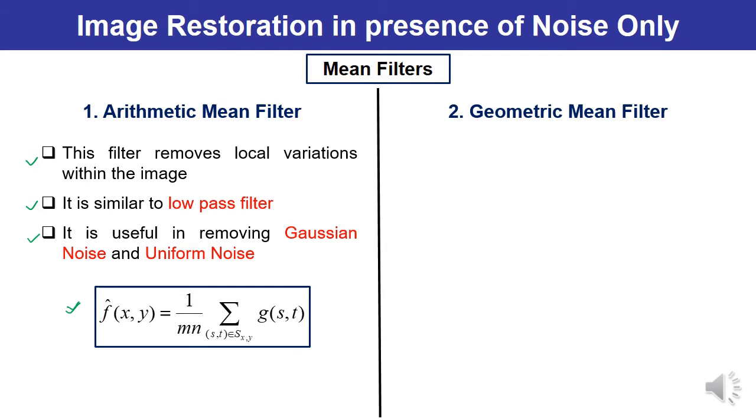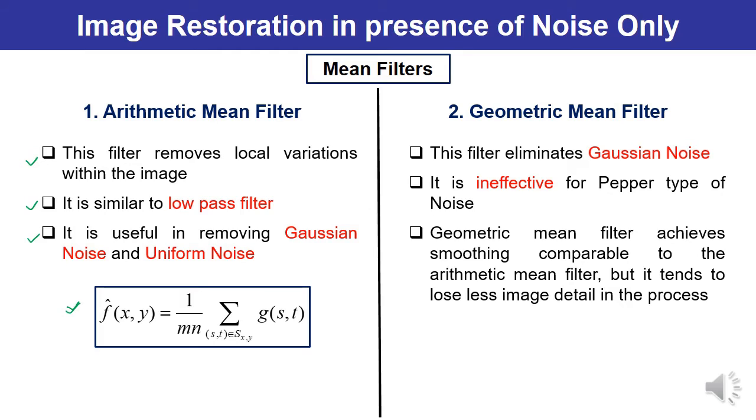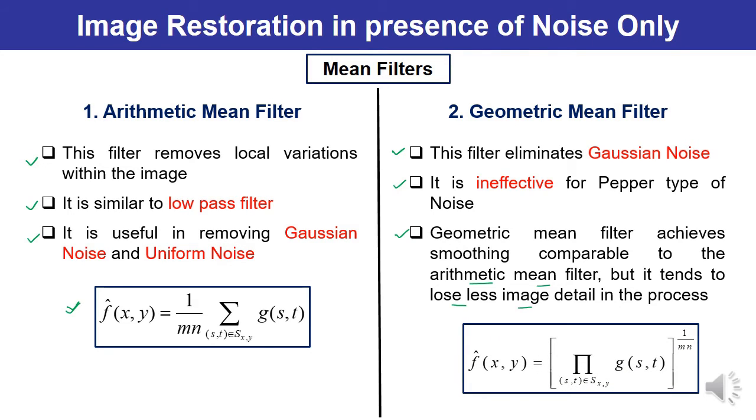Second is geometric mean filter. Geometric mean filter eliminates Gaussian noise. This filter is ineffective for pepper noise, meaning geometric mean filter cannot be used to eliminate pepper kind of noise. And geometric mean filter achieves smoothing comparable to the arithmetic mean filter, but it tends to lose less image detail in the process. And geometric mean filter can be represented in this form.